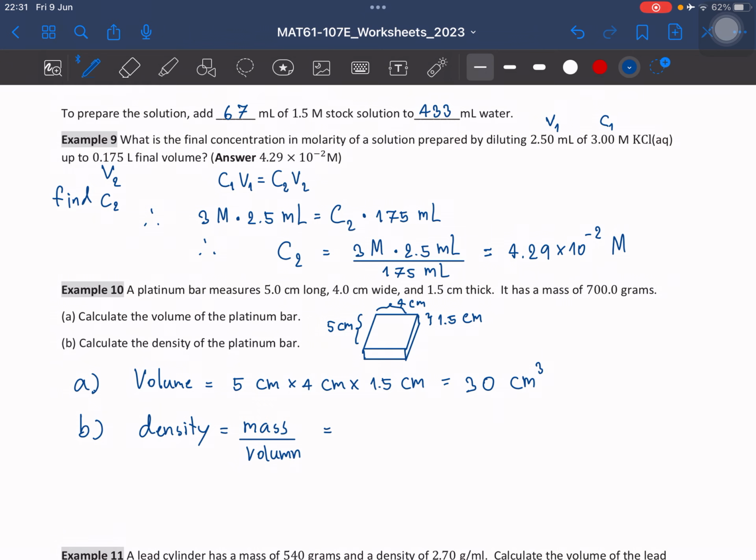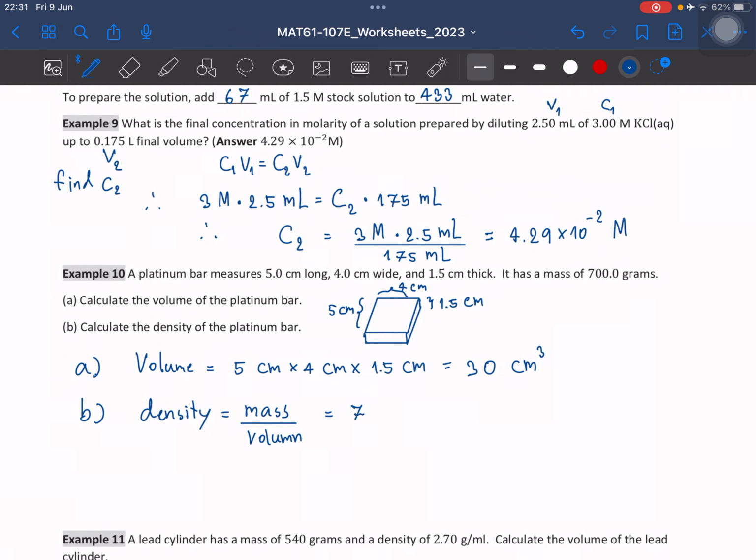So do you know the mass already? Yes, we already know it's 700 grams, and the volume is 30, right? Okay, and then you will get the answer, 23.33 gram per cubic centimeter. Okay.